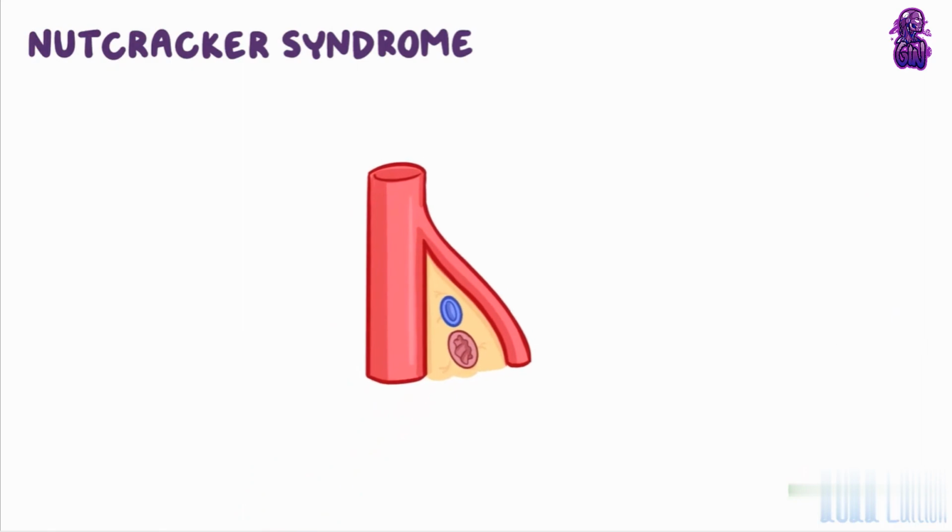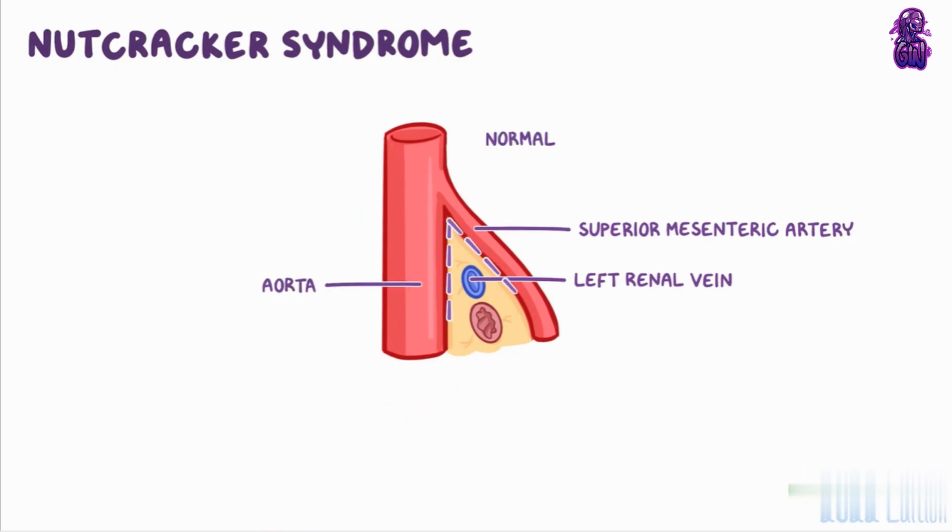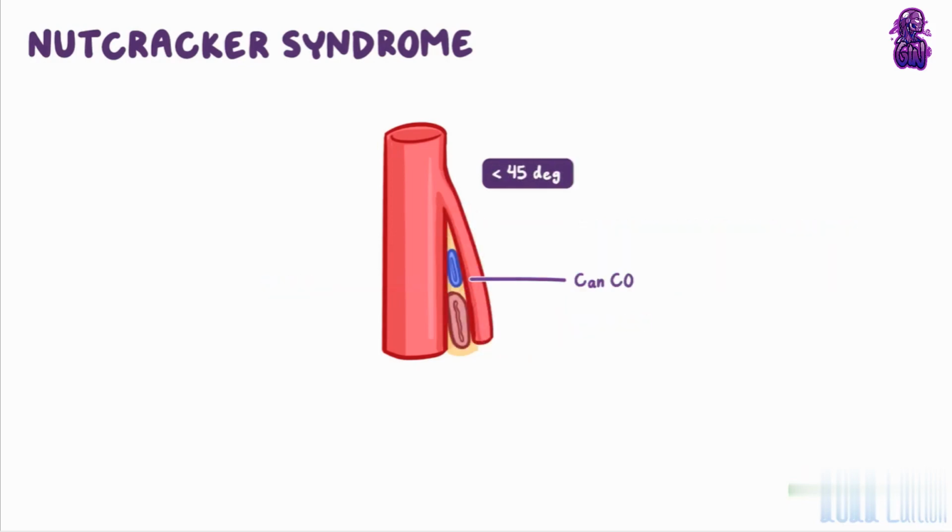Another important clinical concept is nutcracker syndrome, which is when the left renal vein is squeezed between the superior mesenteric artery and the abdominal aorta. Normally, the angle between the superior mesenteric artery and the abdominal aorta is around 45 degrees, and the renal vein is cushioned by a layer of fat in the mesentery. If this angle gets smaller, then the two arteries can compress the left renal vein.